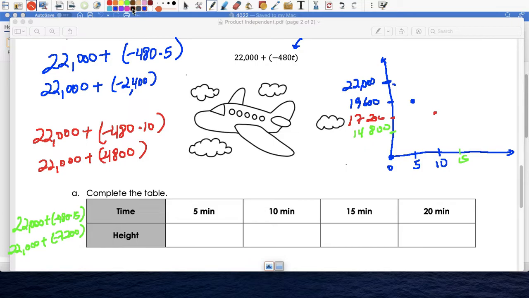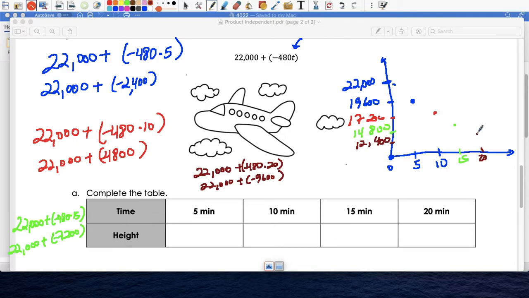Let me pick a different color. At 20 minutes, let me go back to green. At 20 minutes, it hasn't landed yet, right? 480 times 20 is going to give 9,600. So let me squeeze that in here. 22,000 plus negative 480 times 20 minutes. That's going to give us negative 9,600. That's how much it has descended. So it will be at 12,400.